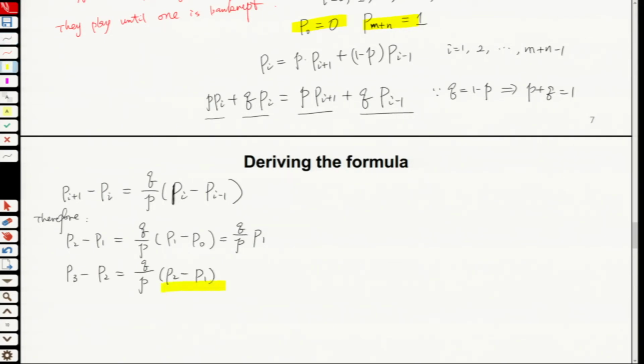Note here, this is P2 minus P1. We have already got P2 minus P1. So this actually equals Q over P, P1, and then we have a square here. We have 2Q over P. If we continue to do this, Pi minus Pi minus 1 equals Q over P to the power I minus 1 times P1.